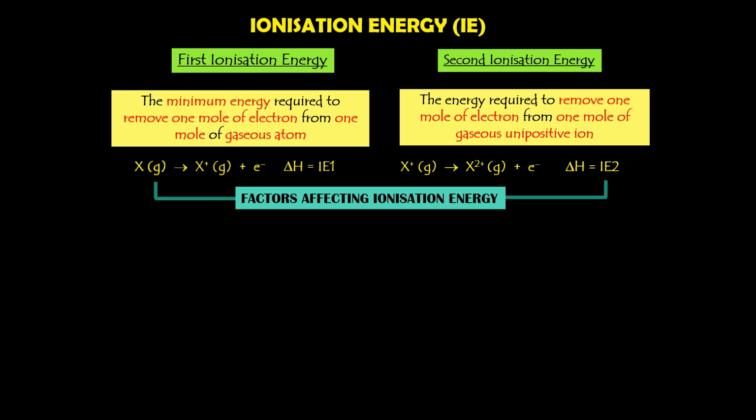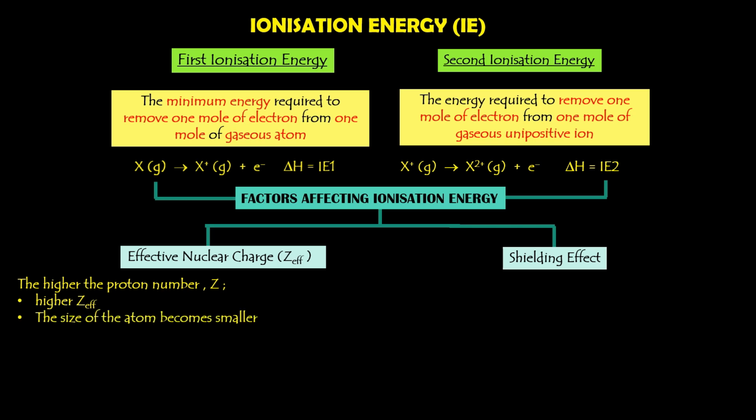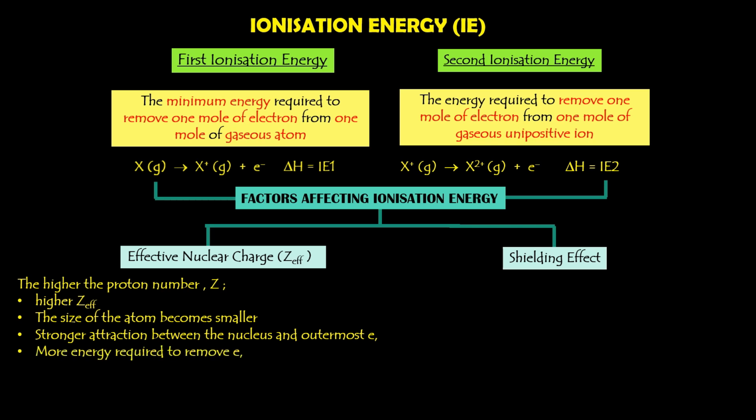There are two factors affecting the ionization energy: effective nuclear charge, or Zeff, and also the shielding effect. For effective nuclear charge, as the proton number increases, the effective nuclear charge also increases. The size of the atom becomes smaller as the attraction between the nucleus and the outermost electrons becomes stronger. More energy is required to remove the electrons. Therefore, the ionization energy will be higher.